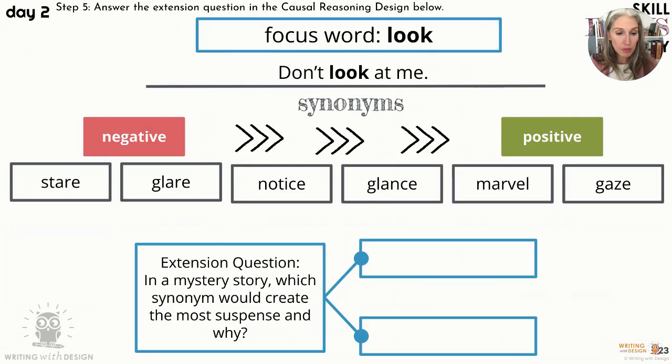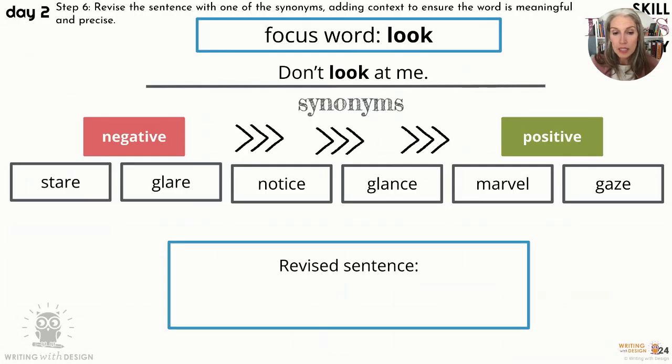In a mystery story, which synonym would create the most suspense and why? Not exactly one right answer to this, but we want students to think about, is marvel going to create suspense, or would glare or stare potentially? So just great discussion for students to think about and get their creative ideas going when it comes to using synonyms. And then an opportunity to revise the sentence.